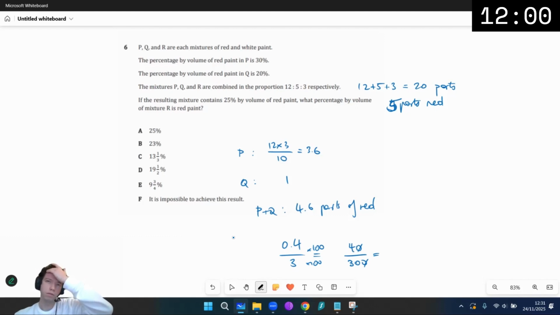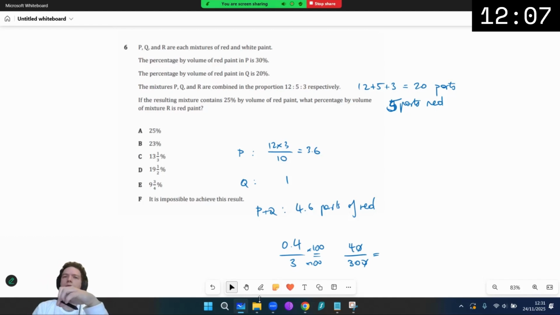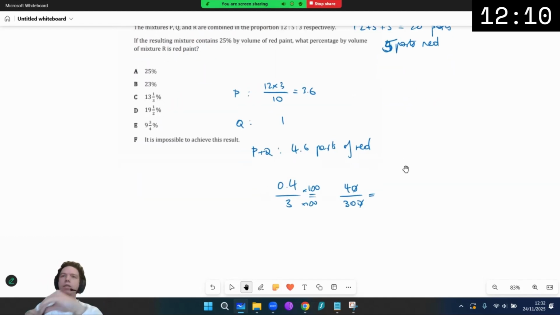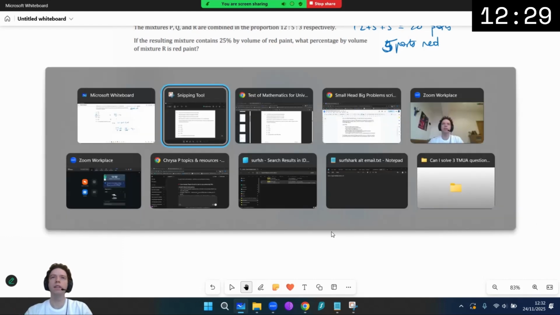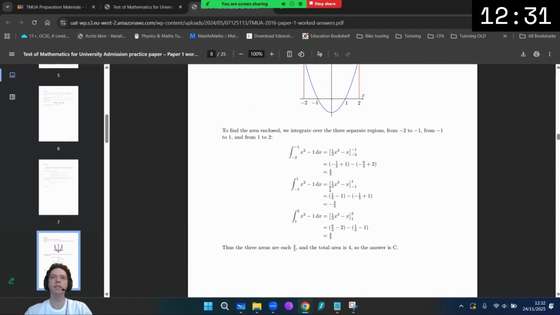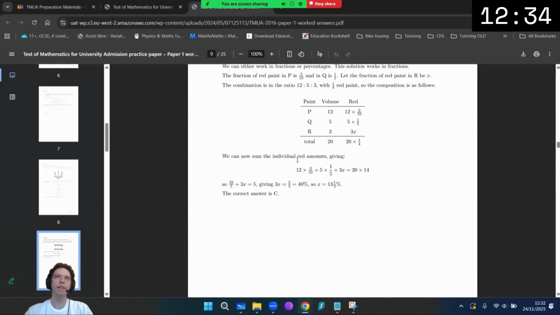Wait, I'm sorry. Just scale it by 100. My bad. So 40 over 3, which is 40 is like 3 times 13 plus 1. So 13 and a third percent is the answer. It's C, as I thought. And is that correct? Yep, that's correct.